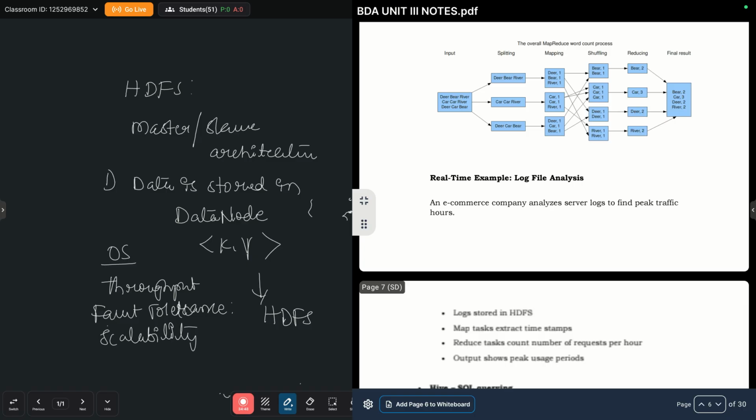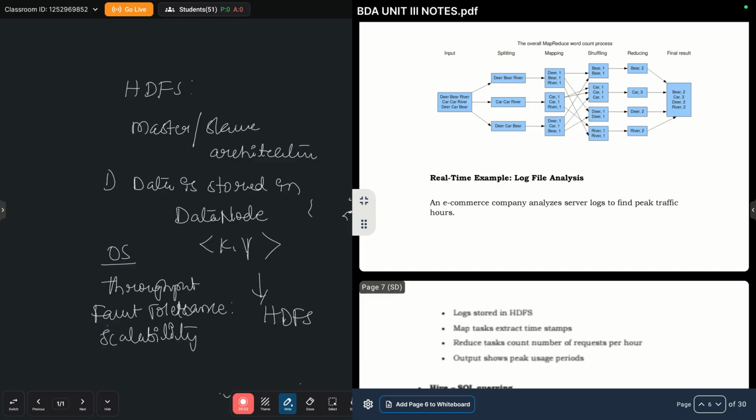Now coming to the reducer. The reducer will sort and aggregate the result. So bear appeared two times, car appeared three times, deer appeared two times, and river appeared two times. Now it will produce the final result. So our final result is how many times bear is there in the given input file? Two times.